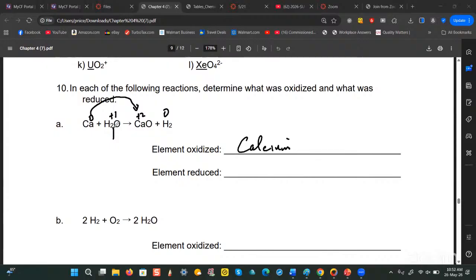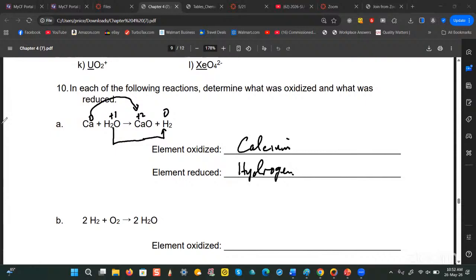So in the case of hydrogen, what is happening? You're reduced from +1 to 0, right? So therefore, it's hydrogen that is undergoing reduction. All right? Any questions about this one? Okay.